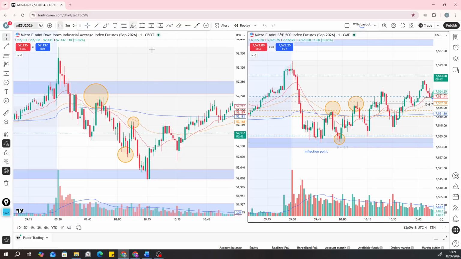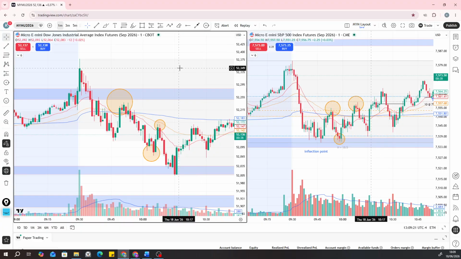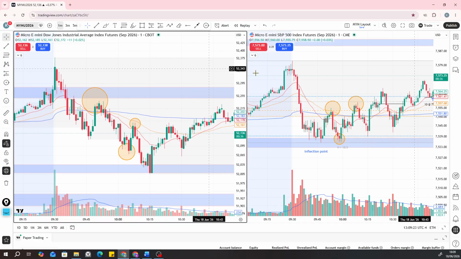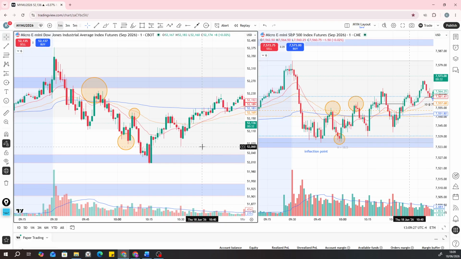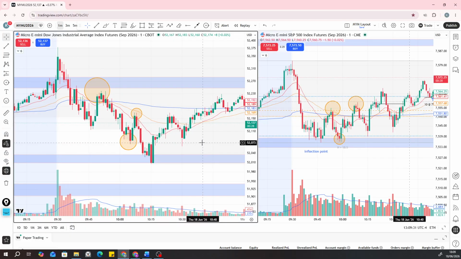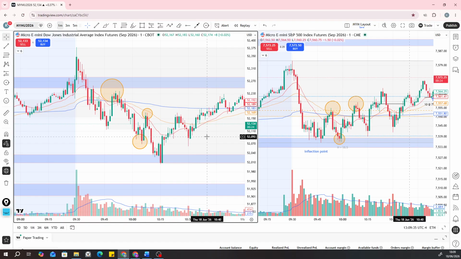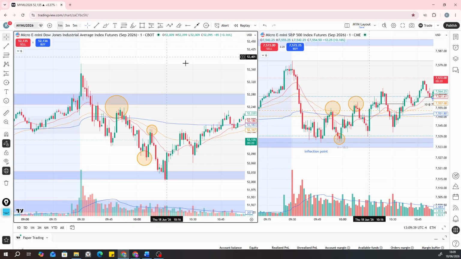Today we are going to analyze today's market move, and we'll try to see what happened, why the market behaved today like that. Every detail we are going to discuss for the first 2 hours. So the first thing is we are going to talk about the Micro Dow Jones Industrial Average.